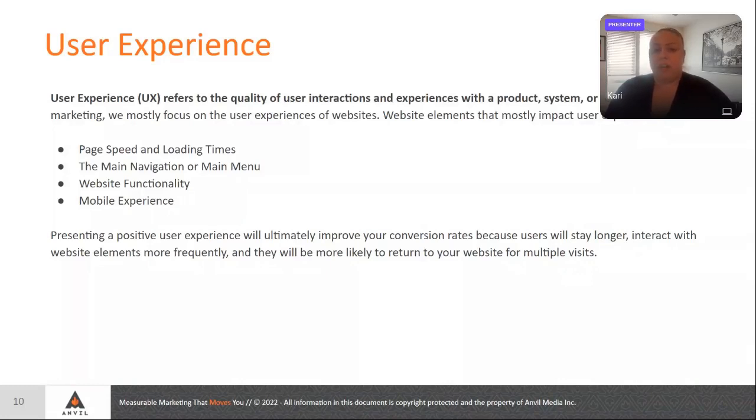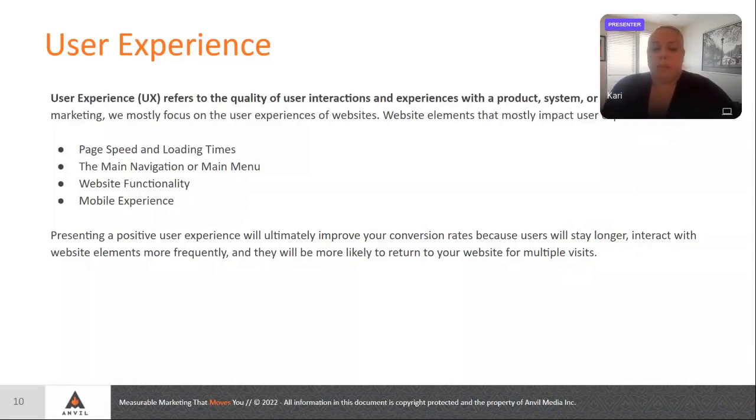Your website functionality, so just the overall functionality of the website, make sure that it's user friendly, things are easy to find, and that it's functioning at a high speed. And then also the mobile experience of the website being optimized for a mobile device, so it condenses when seen on a mobile device, and just making sure that that experience matches what they would get on a desktop computer.